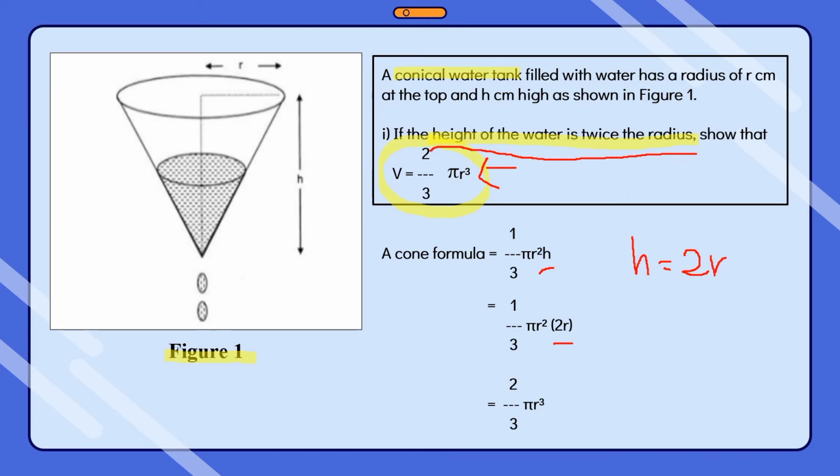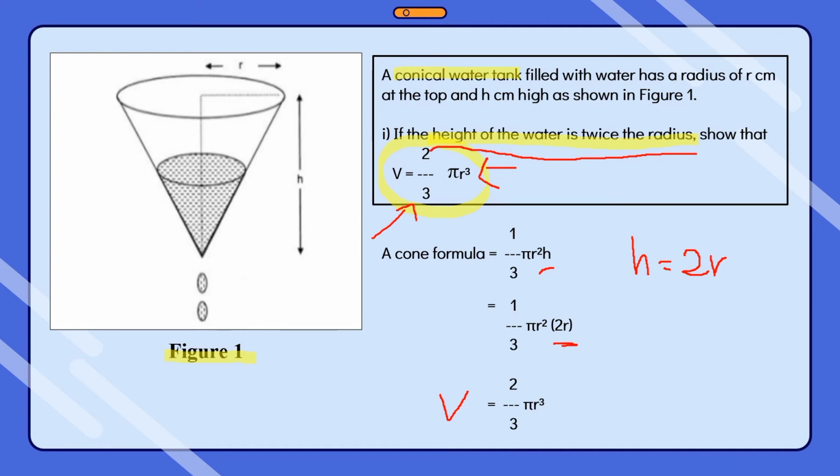Alright, so after you're done, substitute the h into 2r. Just multiply this 2r into 1 over 3 pi r squared, and the last answer you'll get for the volume of this cone is 2 over 3 pi r cubed, which is the same as what the question wants. Alright, so done for question 1.